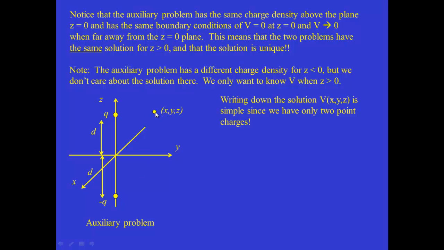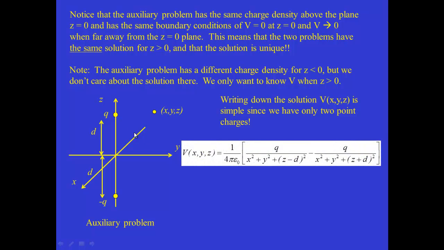Imagining that we have a general point with coordinates x, y, and z, it's very easy to write down the solution for the potential at that point because we simply have two point charges. We can easily write down the distance between the point x, y, z and the two point charges using the distance formula. As a result, our electric potential solution will have the sum of two terms. One for the positive charge on the positive z-axis. That's 1 over 4 pi epsilon 0 times q over the distance between that charge and the point in question, and that'll be x squared plus y squared plus z minus d, quantity squared.